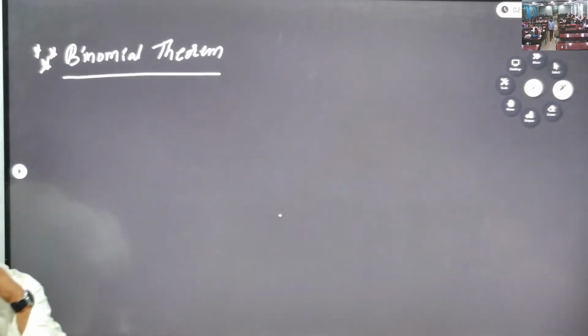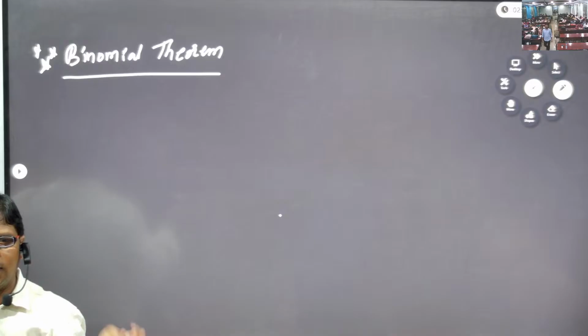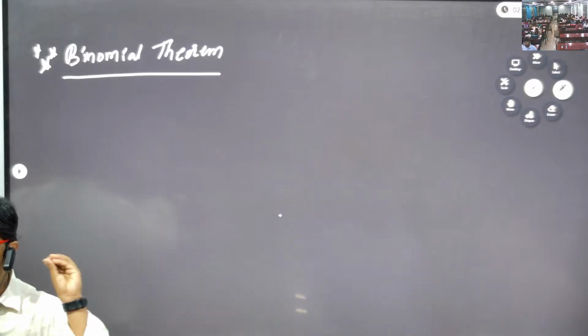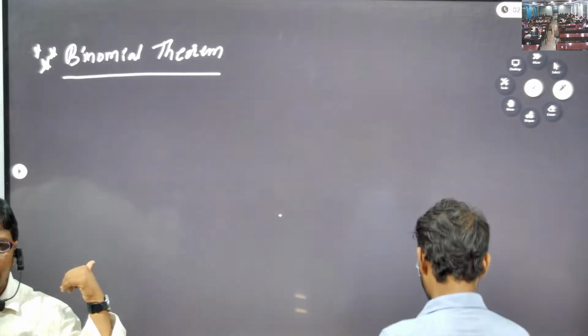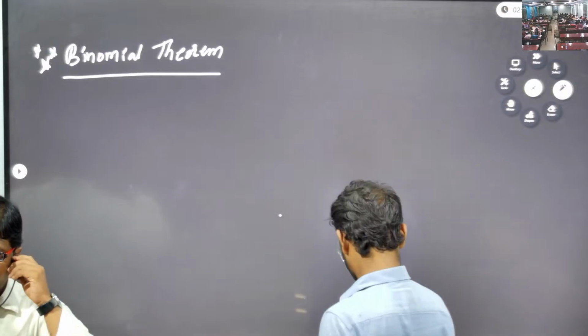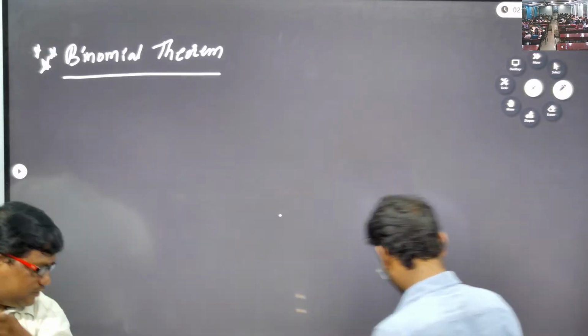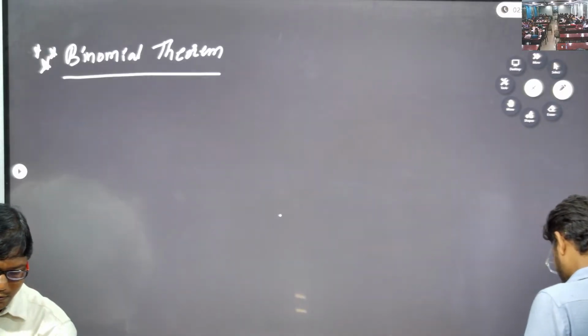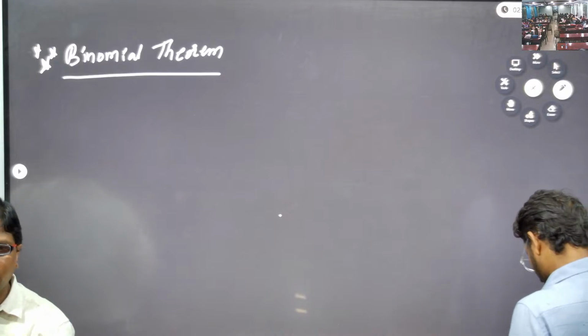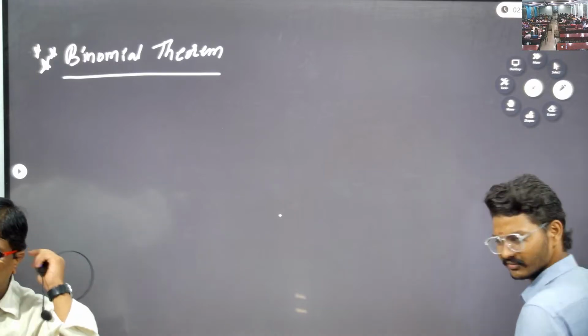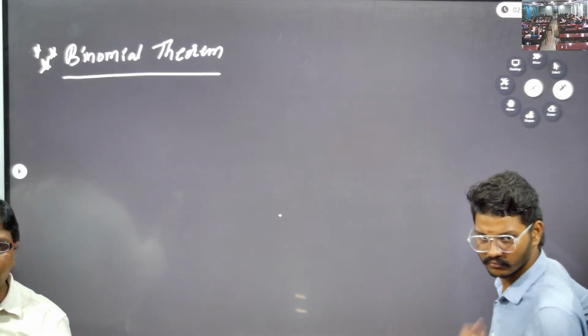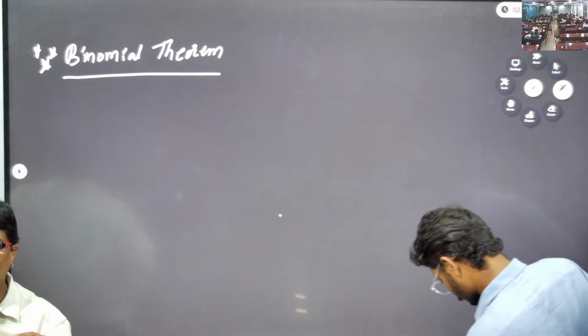You can keep a star mark, double star, or triple star. A definite question will be there from the binomial or multinomial theorem. You can keep either a star mark, double star mark, or triple star mark for the concept. So, which is the binomial theorem?